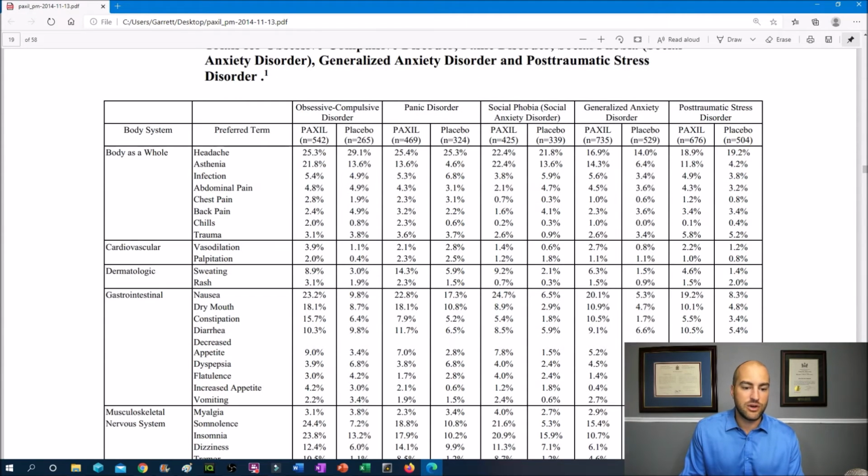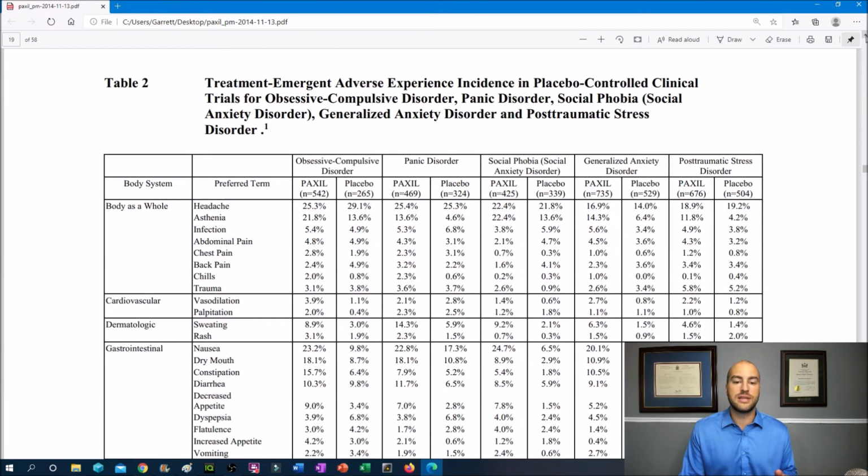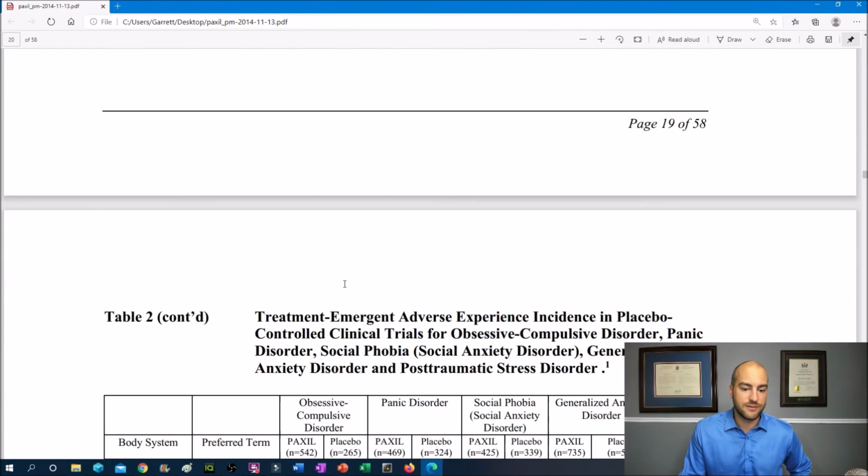So on this table here would be the same side effects, but these are in studies that were treating the indications other than depression. So social phobia, panic disorder, post-traumatic stress disorder. So I guess the dosing would be different, I presume, for some of these conditions. So the prevalence of some of these side effects may be different, but it is the list of the same side effects.